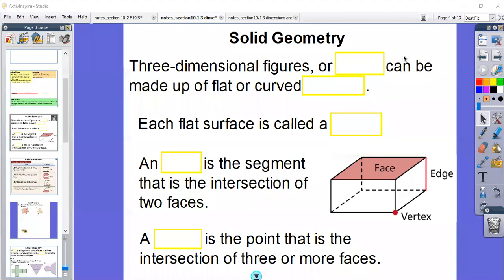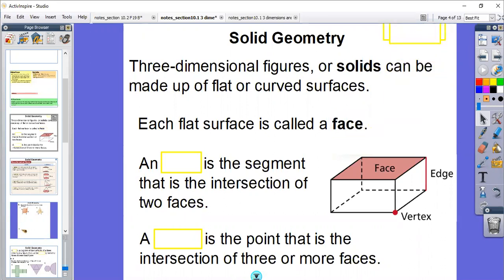When we're talking about solids in geometry, there's some vocabulary that's associated with that you're going to need to learn. So mainly we're talking about three-dimensional figures when we're talking about solid geometry. And so those are going to be made up of either flat or curved surfaces. Each flat surface of the solid is called a face.